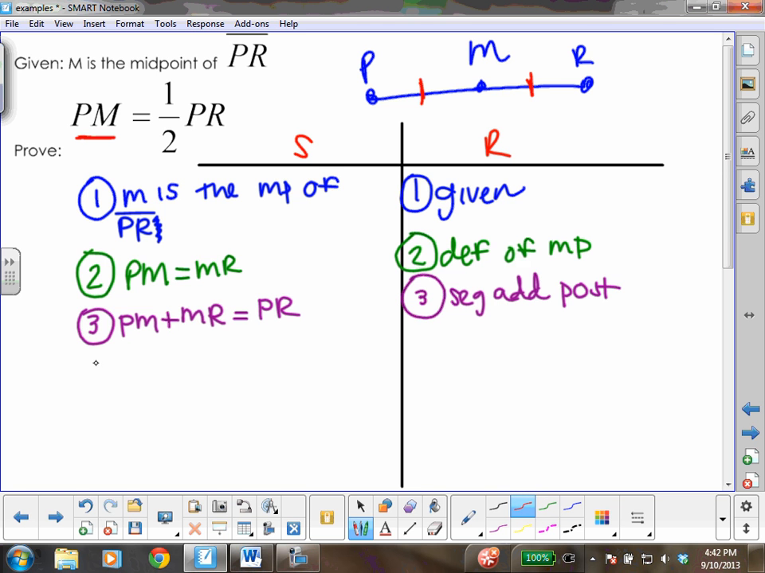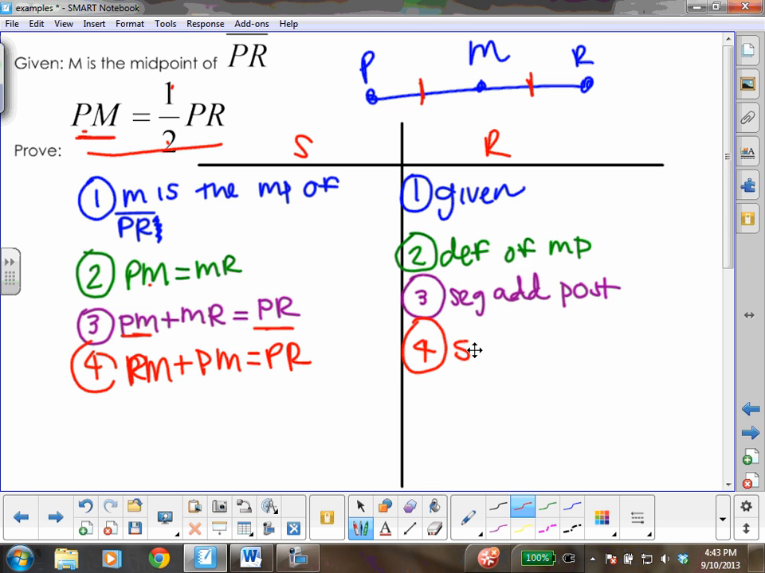Now my plan is to do some substituting. So I want to prove that PM is half of PR. I have PM and PR in the same equation, which is what I needed, but this MR I don't want here. But I can substitute. Since MR is equal to PM, I can substitute PM for MR. So PM stays the same. I'm going to substitute in PM for MR, and that equals PR.